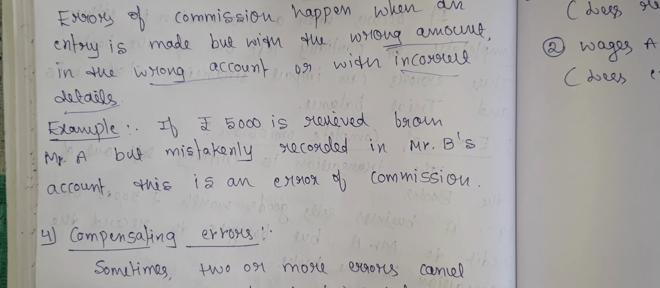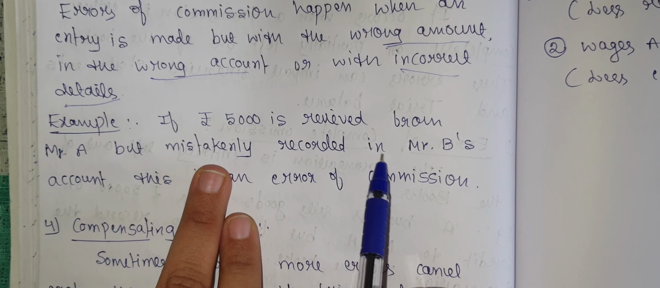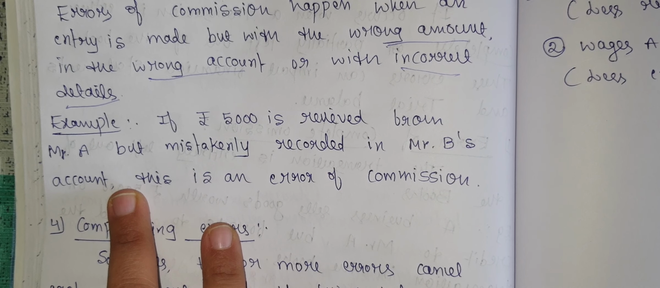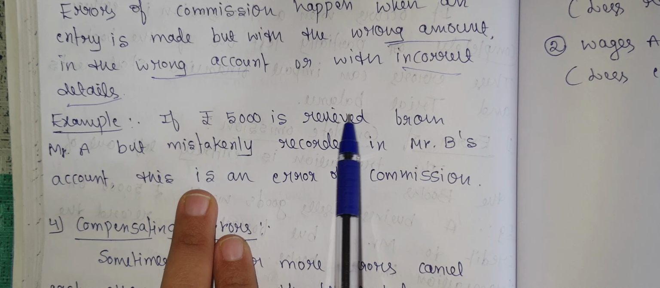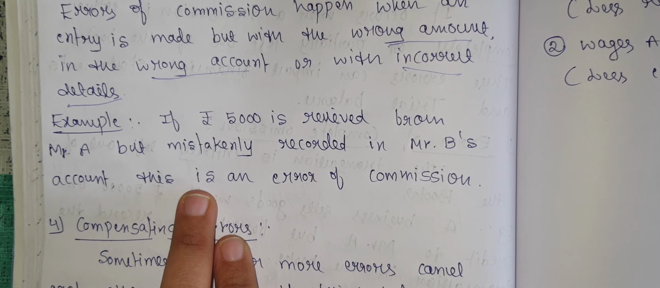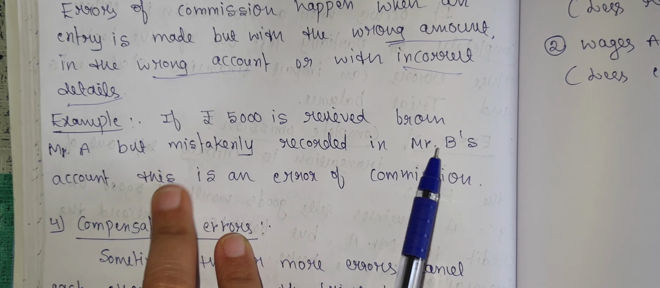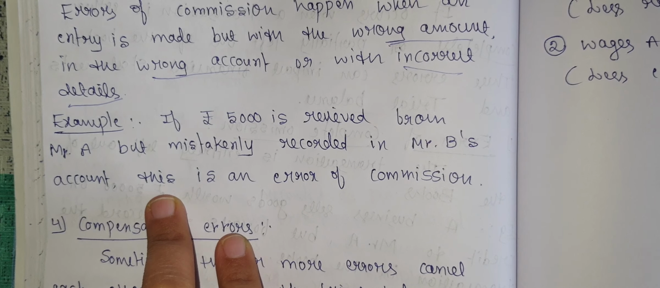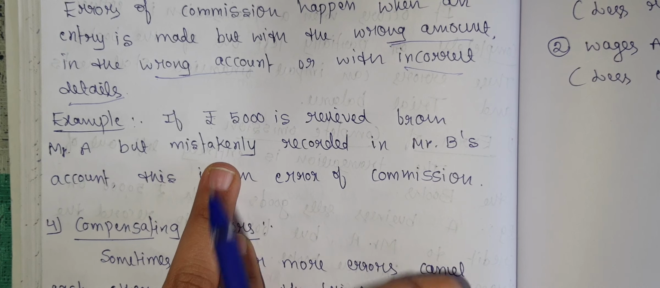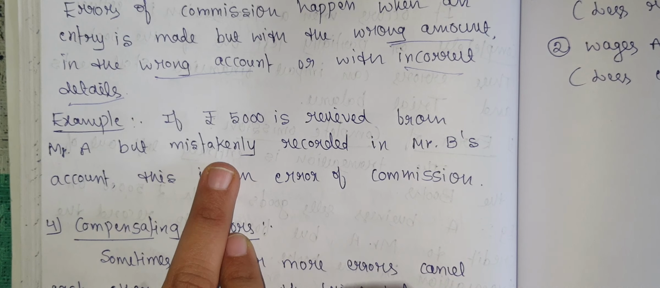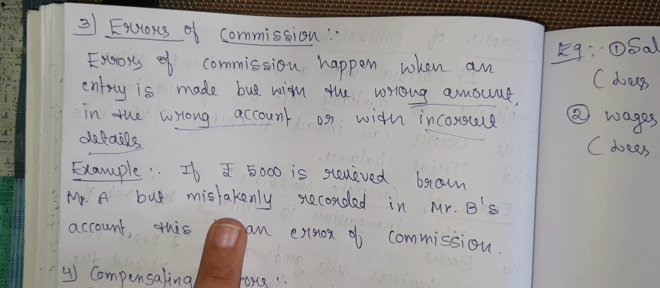For example, if rupees 5,000 received from Mr. A is mistakenly recorded in Mr. B's account, this is an error of commission. Here we received rupees 5,000 from Mr. A, but we recorded it in the wrong account, in Mr. B's account. Or with a wrong amount, where instead of rupees 5,000 we record it as rupees 6,000, or with incorrect details. This is the error of commission. I hope this is clear to you all.